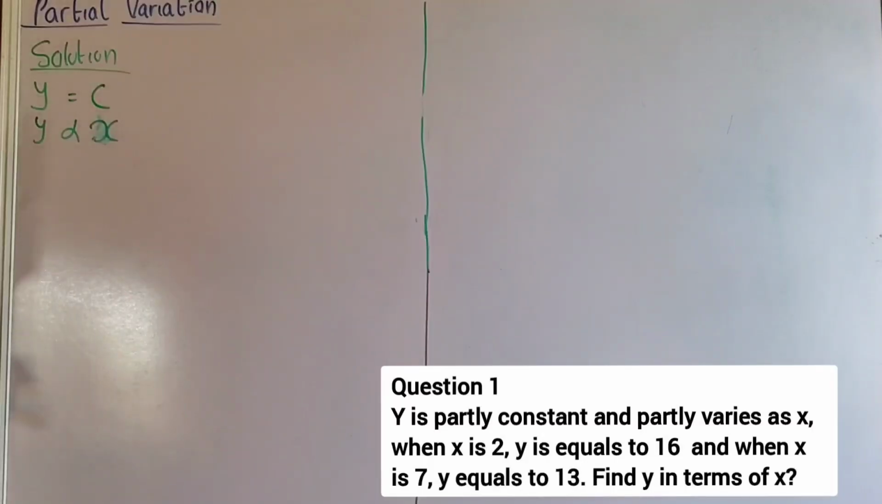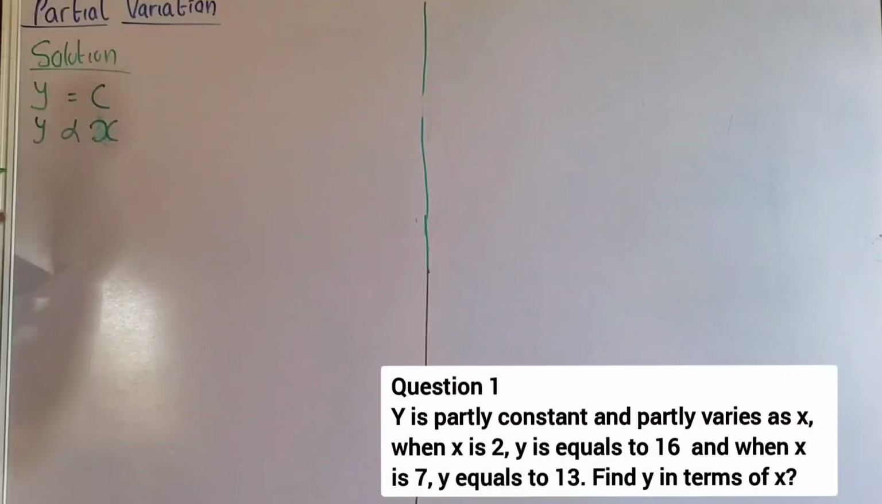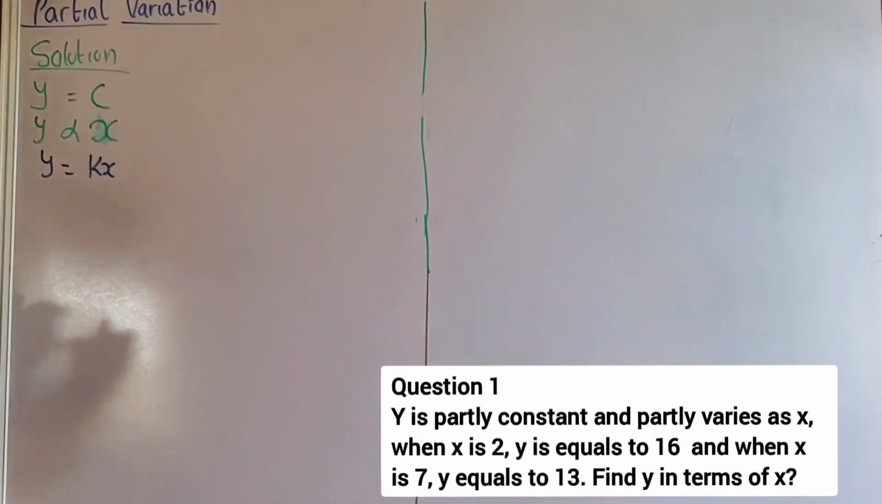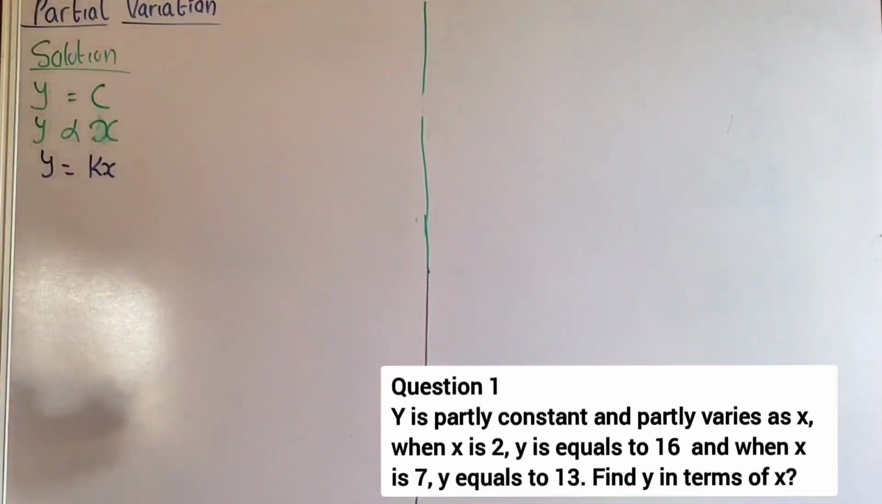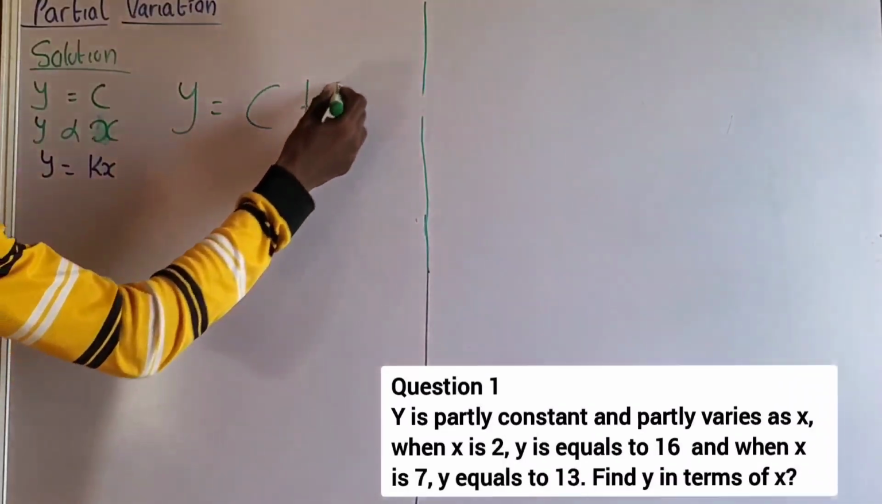Now go back to the question. We are told that y is partly constant and y partly varies as another variable, which is x. Are you getting it? Now listen to me. If I want to write a single expression for y, what am I going to have? Before that, let us change these variation signs to an equals sign. As we have learnt in direct, indirect, and joint variation, we are going to have y equals kx. So now, if I want to write a single expression for y, I'm going to have y equals c plus kx.